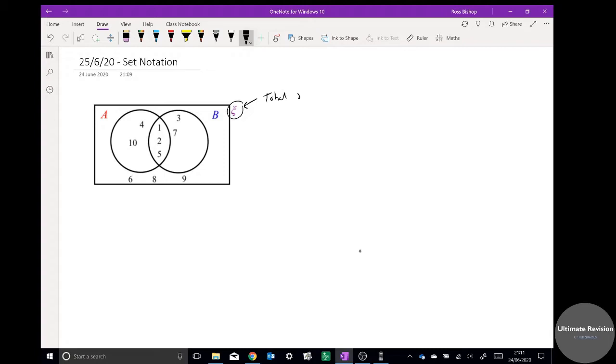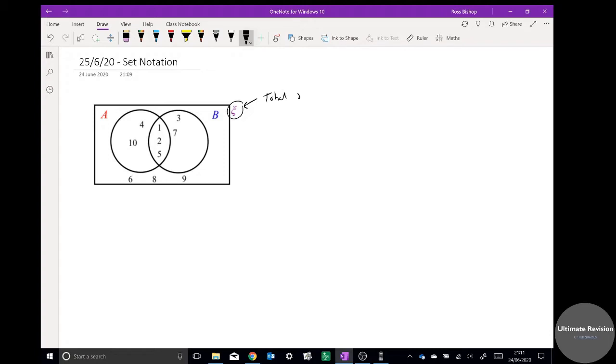Okay. Now list the elements in A dash. Well, A dash is all of the elements outside of A. So dash means everything outside of A. So if we just make sure we don't miss any, 3, 7, 6, 8, 9, okay? Right, there's some other things you need to know. We're going to get slightly harder now.